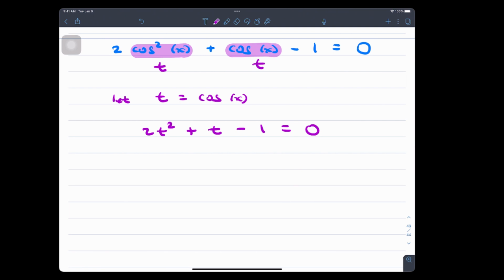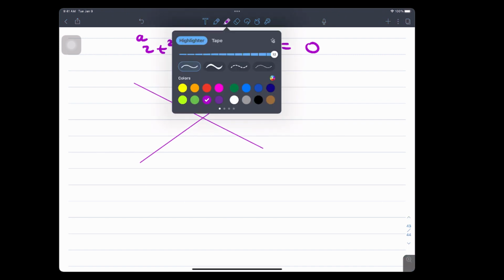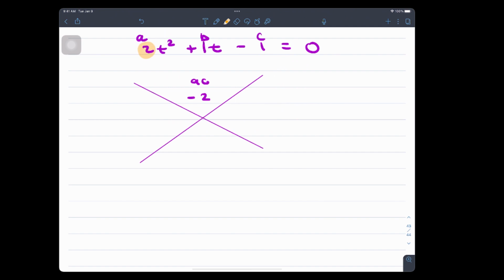Okay, do you guys remember how to factor this by any chance? Remember factoring? Should we do the crisscross method? Do you guys remember this is A, this is B, this is C. So you take AC, 2 times negative 1. Isn't that going to be negative 2? You're going to take these two terms, 2 times negative 1. So if you guys forgot the crisscross method, 2 times negative 1, isn't that negative 2? Isn't your b positive 1? This is now your b term.